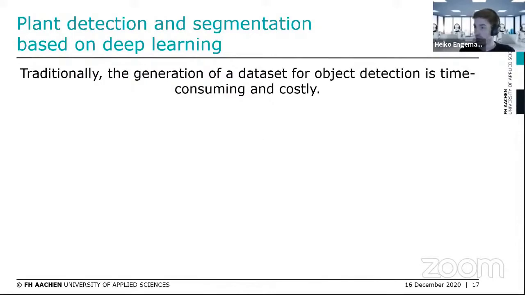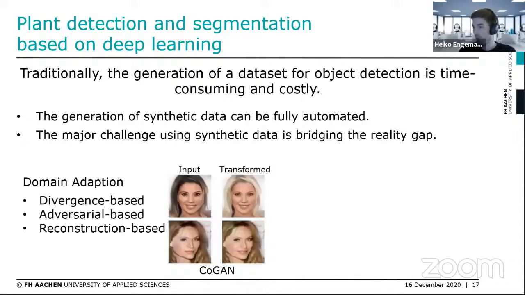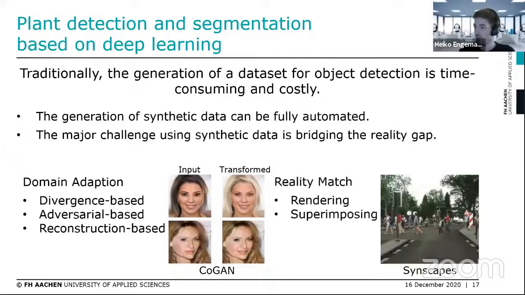Traditionally, the generation of a data set for object detection is time-consuming and costly. In contrast to data sets obtained from the real world, the generation of synthetic data can be fully automated, making it suitable for such computer vision tasks with high object variation and environment variation. Therefore, we enlarged our data set with photorealistic synthetic data. The major challenge there is to close the gap between the simulated data and its real-world counterpart, the so-called reality gap.